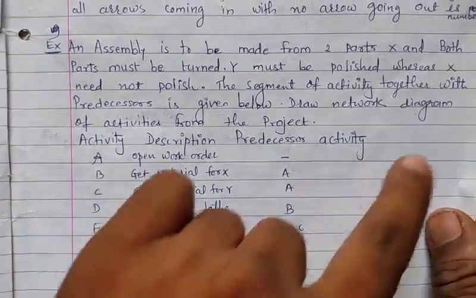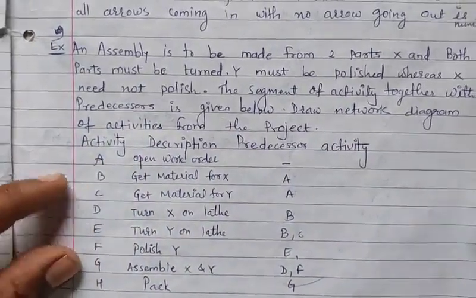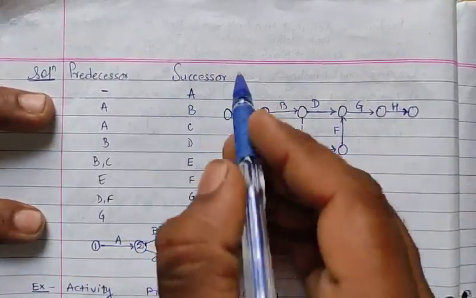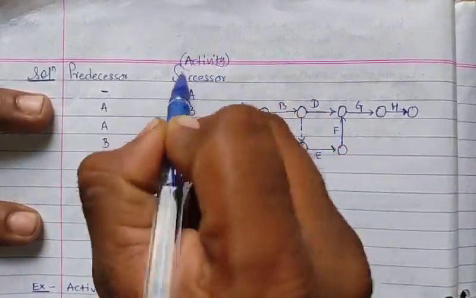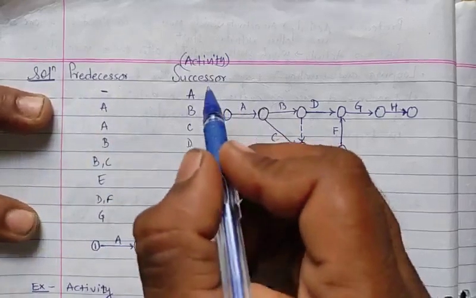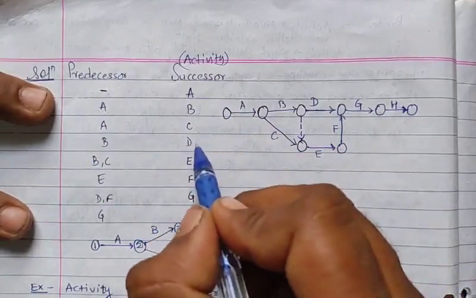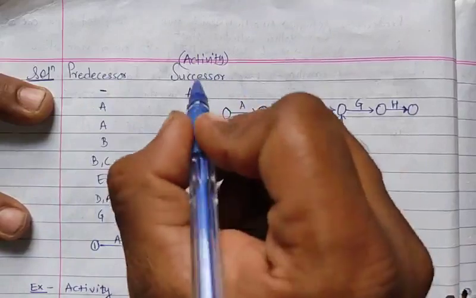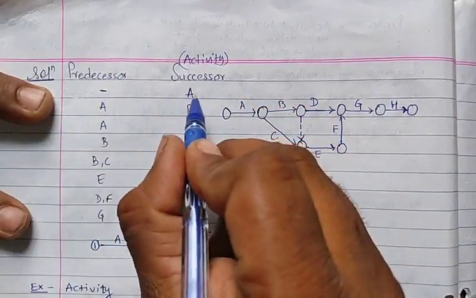Let's see the solution. First write down the predecessor activity and then in front of that we will write its activity. So this is the successor, called the activity, and this is the predecessors. So write down in your order A, B, C, D, E, F, G, H, and we have given these predecessors. Before A there is a dash, meaning A is the first event.